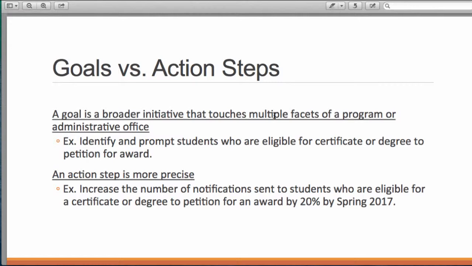But when we talk action steps, these are much more precise. For example, increase the number of notifications sent to students who are eligible for a certificate or degree to petition for an award by 20% by spring 2017. You'll see new elements introduced, such as a quantifiable measurement for the action step and a time frame within which you wish to accomplish that action step.